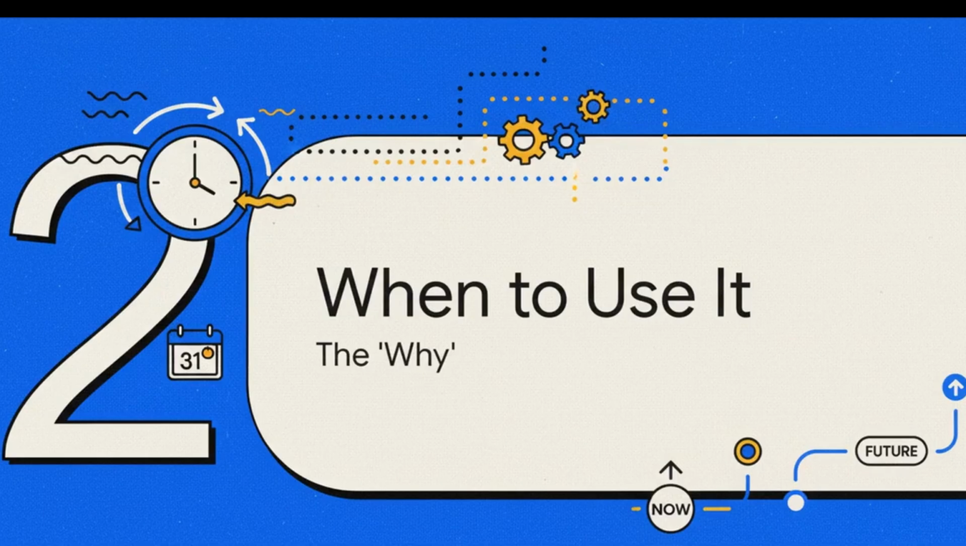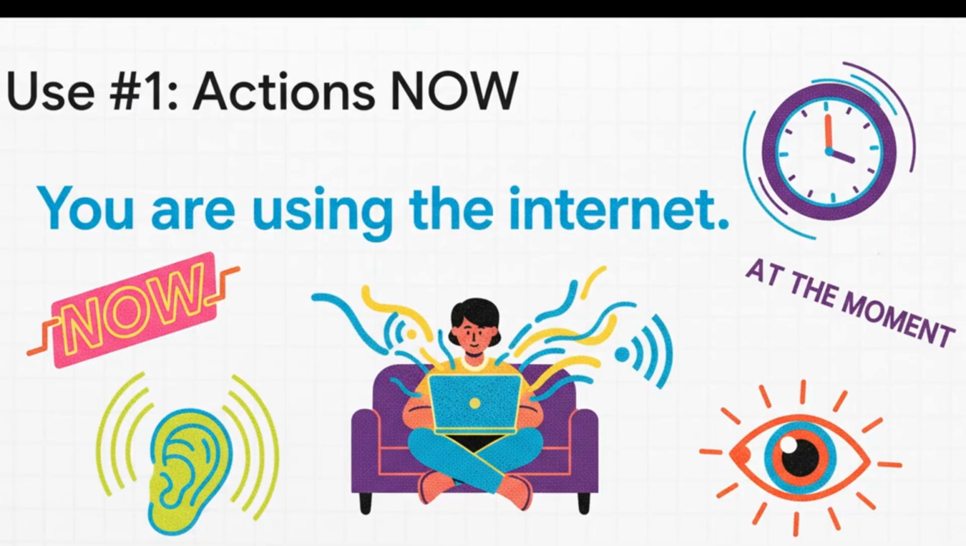All right, so we've got the how down. We know how to build it. But the real question is, when do you actually use this thing? Why does it even exist? Well, this next part is where it all clicks and comes to life. So, its main job, its number one purpose, is to talk about stuff happening literally right now, at this very moment, like the fact that you are using the internet.